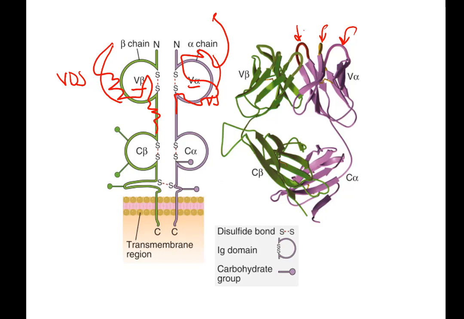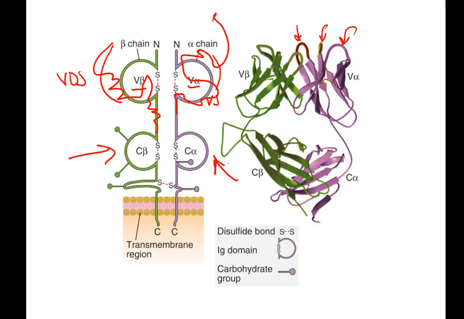Okay, so this is the T cell receptor. These two constant regions never change because the T cell receptor is only supposed to be a receptor. Its job is not to go out and do something. Its job is to recognize MHC and peptide.